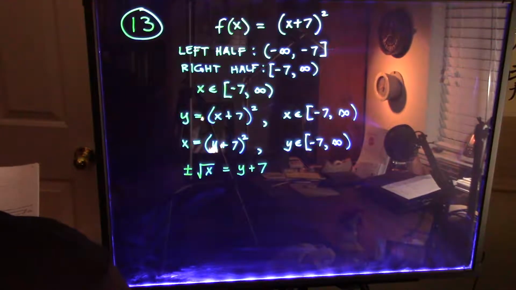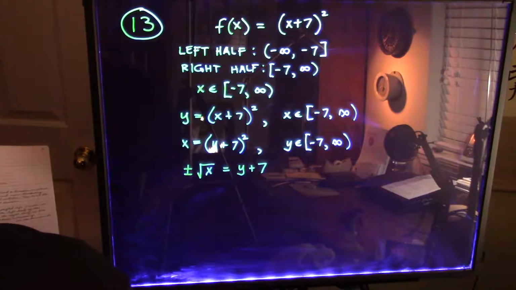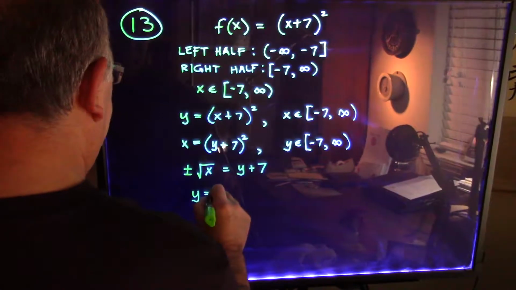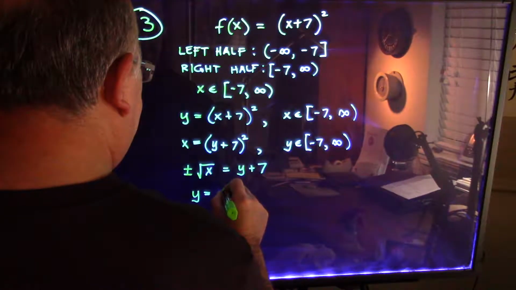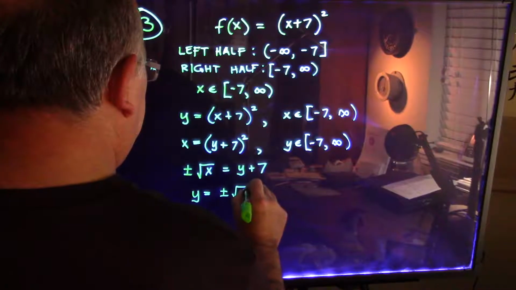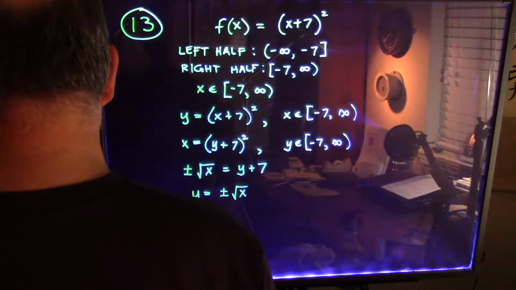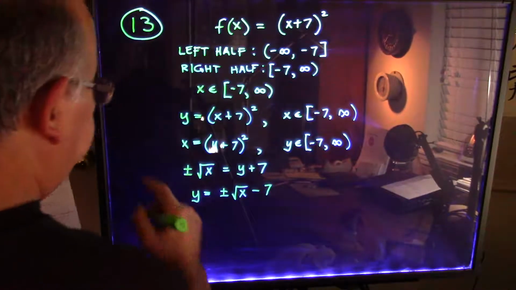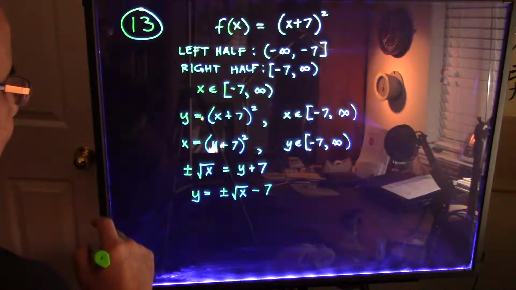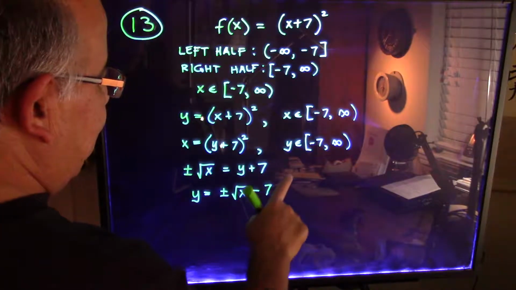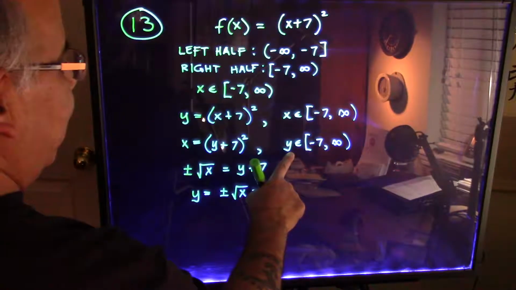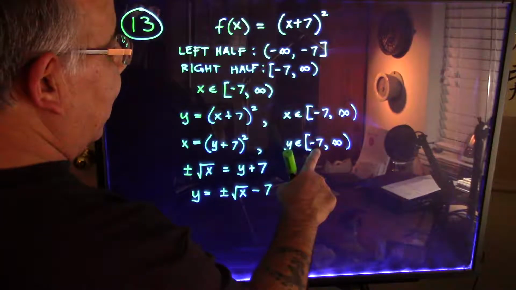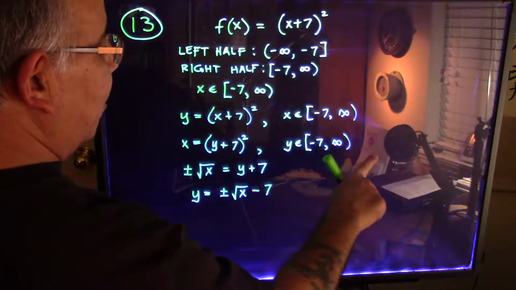Alright. Now you solve for y. Subtract 7. So you've got y equals plus or minus square root of x minus 7. Alright. Okay. Now, which one is it? Well, we have to consider this right here. This little specification. y has to be at least negative 7 or greater.